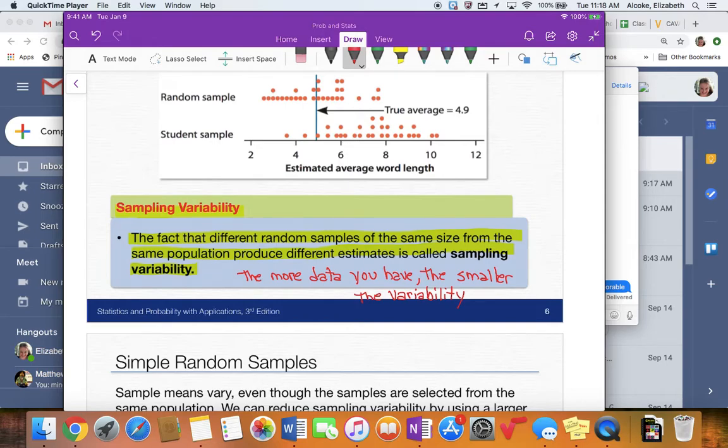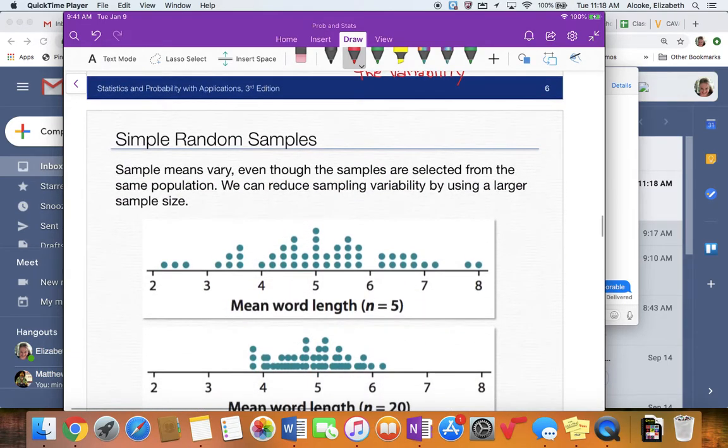If I only choose 5 people for a survey, there's going to be a lot of variability. Think back to when we did the Parkinson's lab. Someone got 2, someone got 8, someone got 6. If I only have 5 choices, it's not really easy to get an average from that.